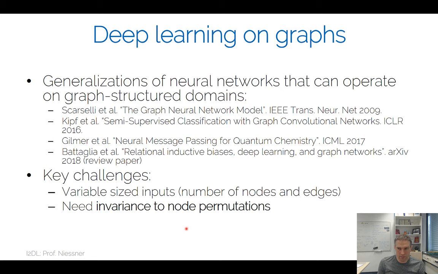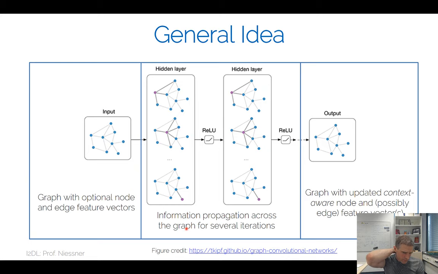So what's the general idea? This is a figure from this famous paper from Thomas Kipf, the famous graph convolutional paper. I don't want to go into all the details of this paper, but I highly encourage you to look at it. However, I wanted to go to a very general idea first.